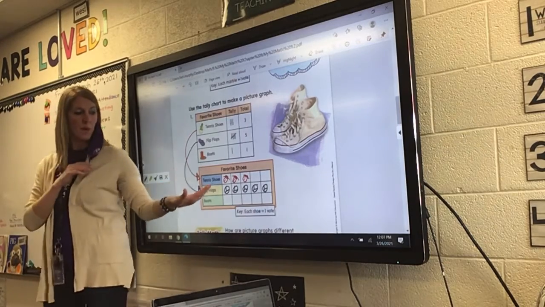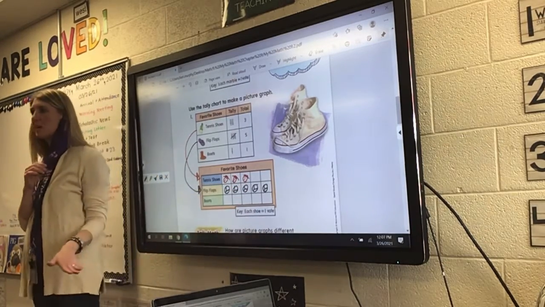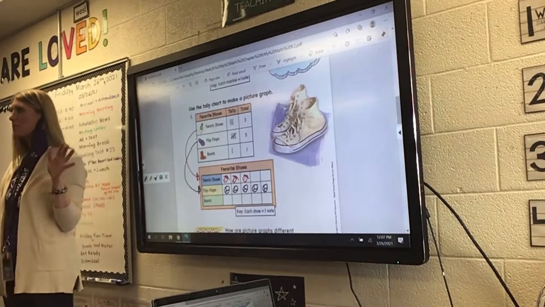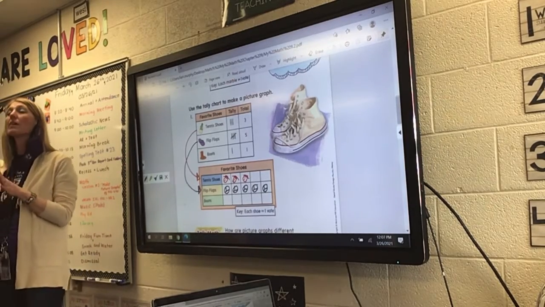We got 5 flip flops. So 1, 2, 3, 4, 5. And I know flip flops are hard to draw. Mine probably don't even look like flip flops. It's okay. I did my best, and that's all that's important.